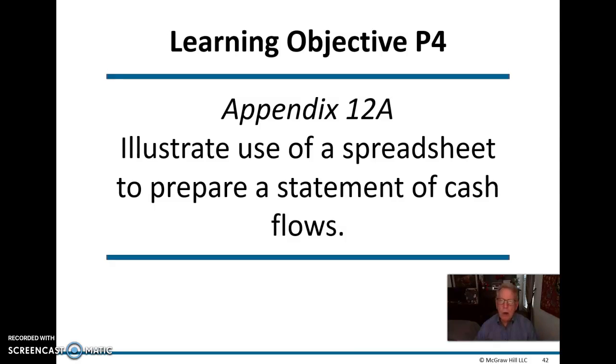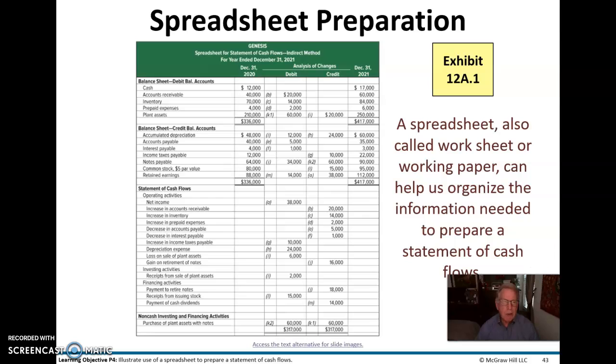Now, here we're going to illustrate the use of a spreadsheet to prepare a statement of cash flows. I'm not going to spend a lot of time on this. You're welcome to do that. This is the same example that we just went through, except that it's a worksheet, or a working paper, or a spreadsheet, whatever you want to call it, and it shows the analysis of these changes and how that affects our ending cash balances.